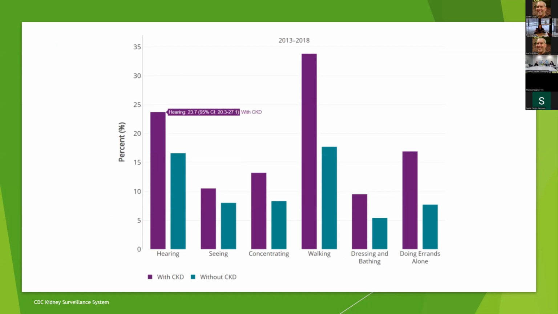I'm a visual person, so this is just comparing some of those IADLs or ADLs in those with chronic kidney disease and those without chronic kidney disease. And you can see for things like doing errands alone, significantly more difficult for folks with chronic kidney disease, and even walking. So thinking back to what are those symptoms, some of that brain fog and fatigue in particular, and how might that be affecting just their day-to-day functioning.